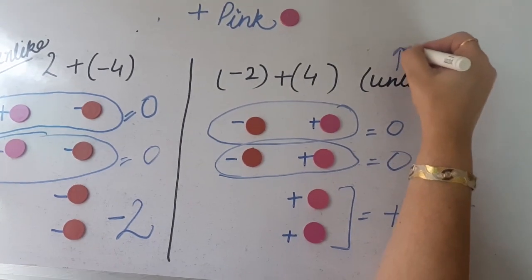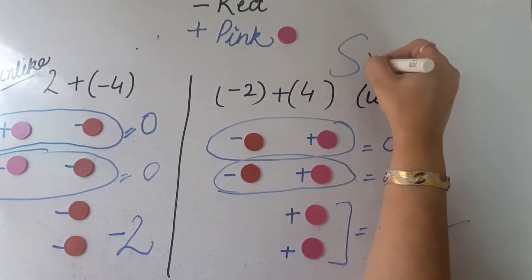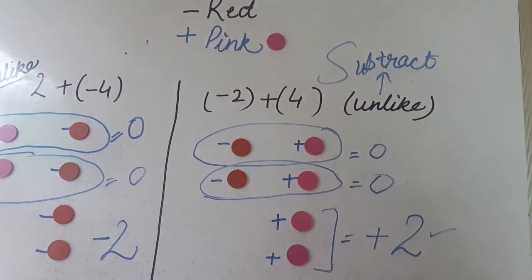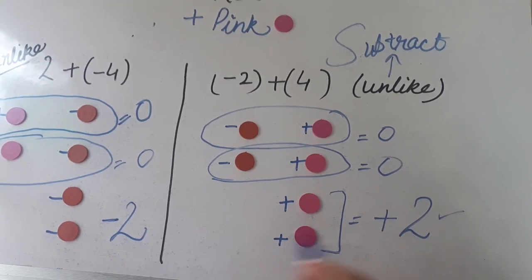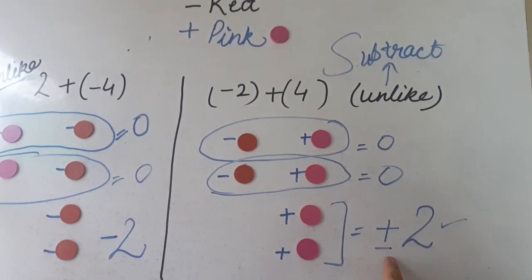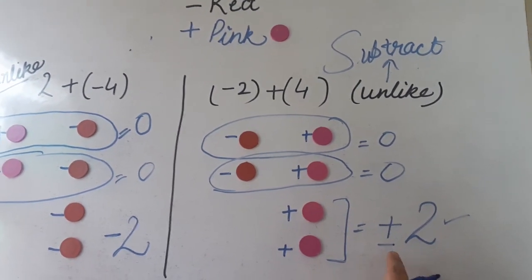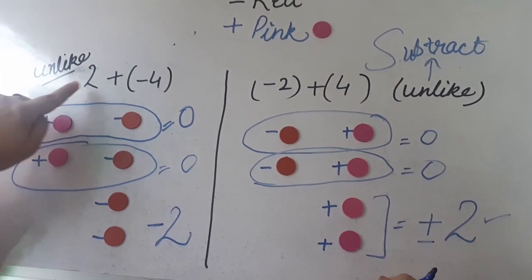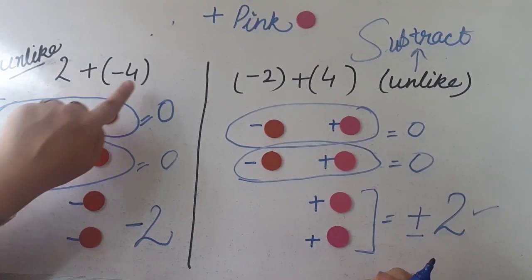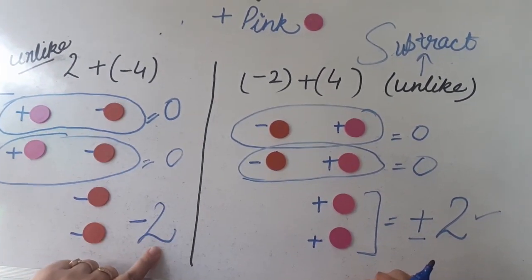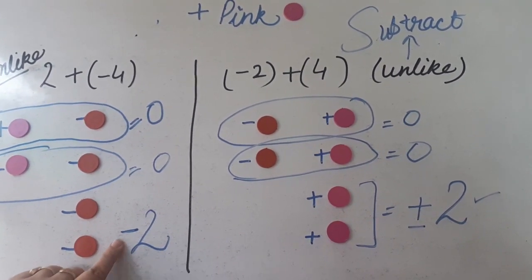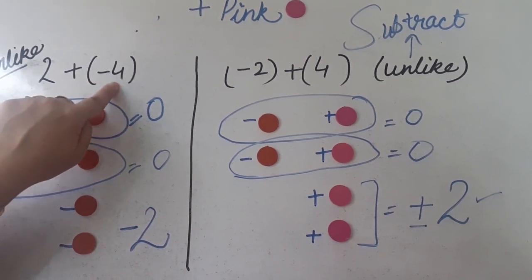Whenever you have unlike integers, you have to subtract the integers. And again, which sign will come? The sign with greater number will come at the end in the result. As you can see, 2 plus of minus 4 is minus 2. As you will subtract 4 minus 2, you will get 2. And I am putting minus sign because minus sign is with greater number.